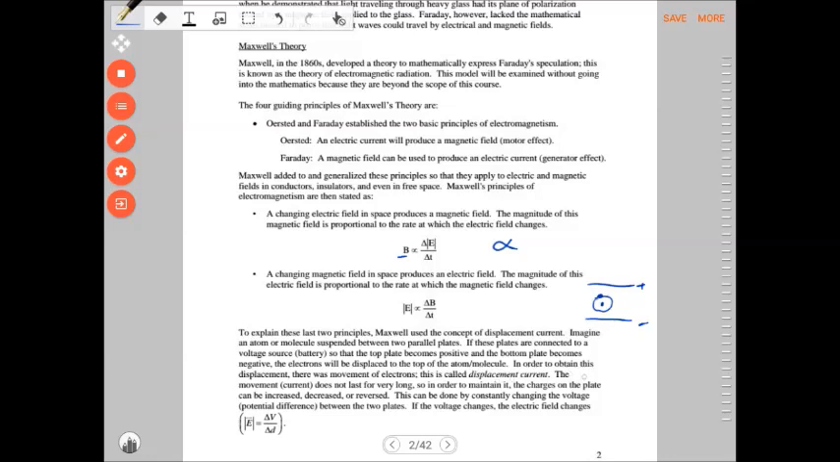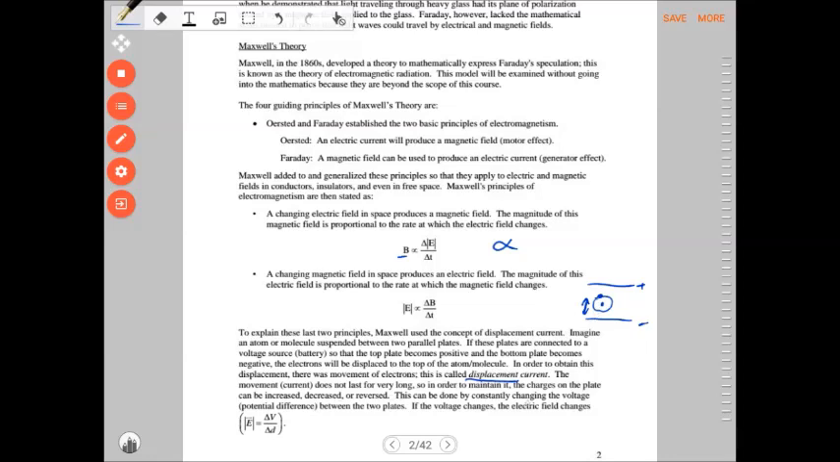In order to obtain this displacement, there had to be a movement of electrons. The electrons had to move. Well, as soon as you move electrons, that's called a current. And in this case, it's called a displacement current because the electrons basically just move from the bottom to the top, and it's not a very big distance. The movement does not last for very long.